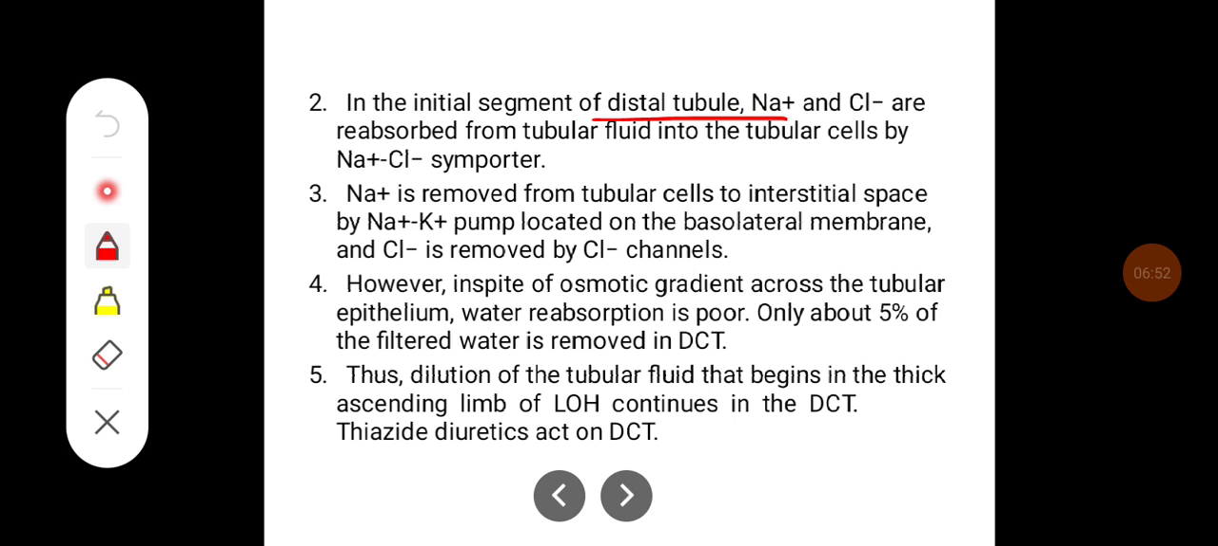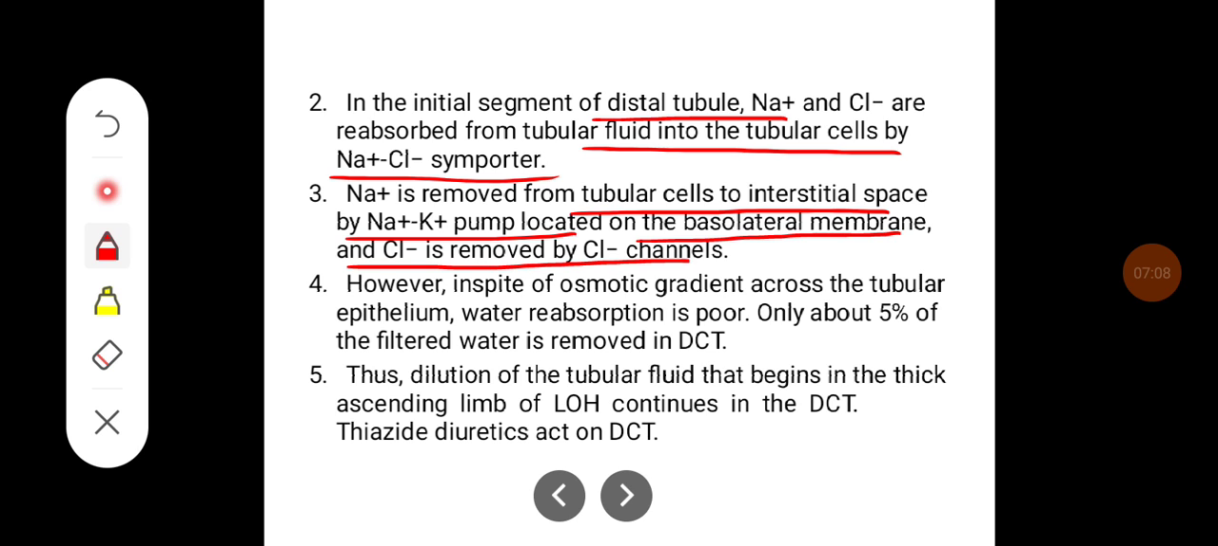In the initial segment of the distal tubule, sodium chloride is reabsorbed from the tubular fluid into the tubular cells by the sodium chloride transporter. The sodium is removed from tubular cells to the interstitial space by the sodium potassium pump located on the basolateral membrane, and chloride is removed by chloride channels.